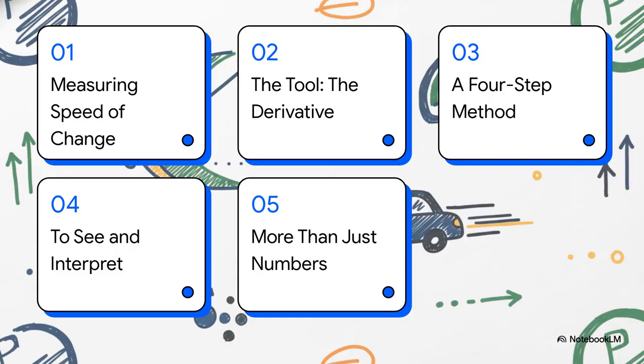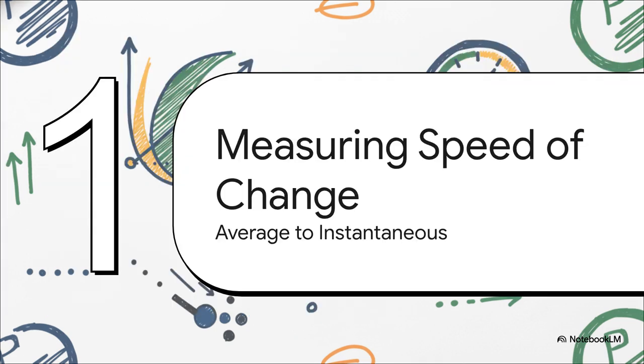So here's how we're going to break this down. First up, we're going to really get to grips with this whole problem of measuring change. Then, I'll introduce you to the perfect tool for the job. It's called the derivative. After that, we'll walk through a super simple 4-step method to actually use it. And then, and this is the important part, we'll figure out what the answers we get actually mean. And by the end, you'll see how this one idea pretty much unlocks a whole new way of looking at the world.